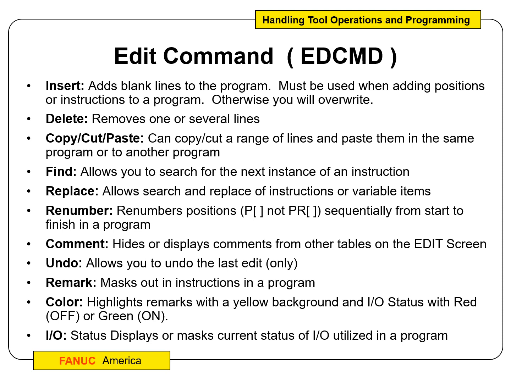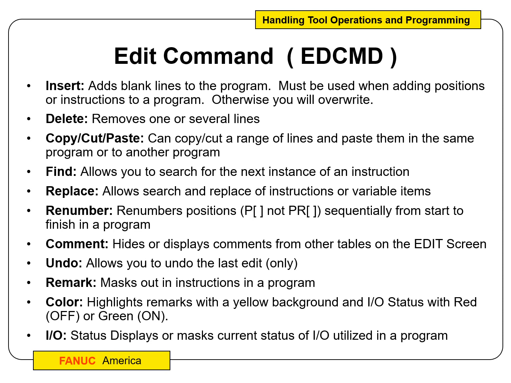Delete will remove one or more lines. Copy, cut, and paste. Similar to what you do in a word processor, either copy a section or cut a section and then paste it into that same program or another program. Find lets you search for the next instance of an instruction. Replace lets you do a search and replace on a limited section. Renumber renumbers positions in your program, not PRs, not position registers. Comment hides those comments from other tables. Undo lets you do one undo, only the last edit. Remark will let you mask out instructions of the program.